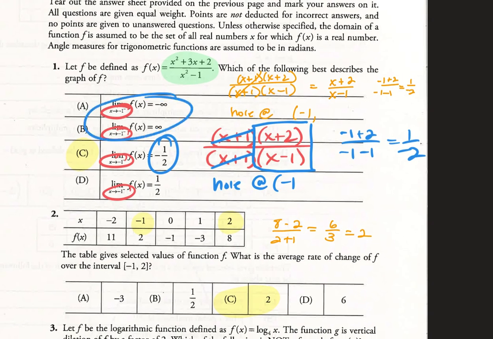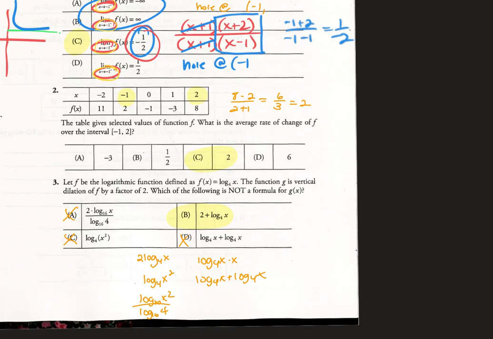These would be if there was a vertical asymptote at negative 1. If there's a vertical asymptote at negative 1, you're either going to positive infinity or negative infinity. But there was a hole there. The table gives the selected values. What's the average rate of change over the interval of negative 1 to 2?